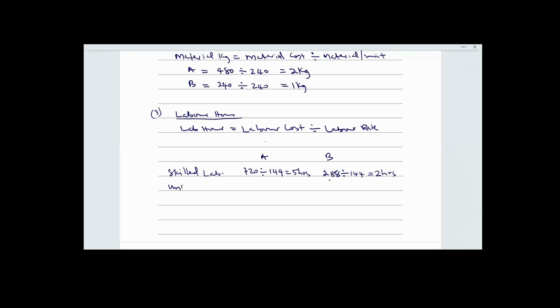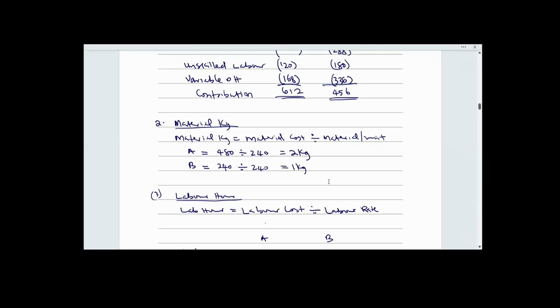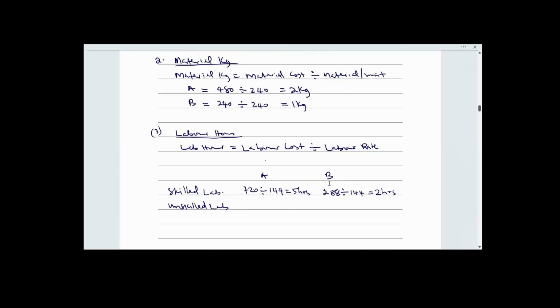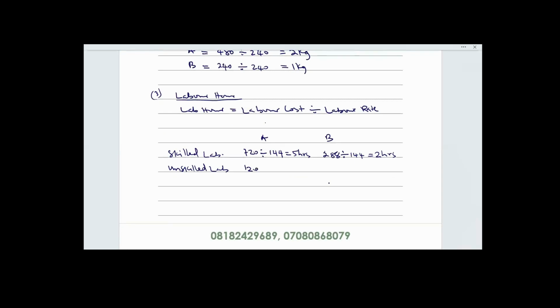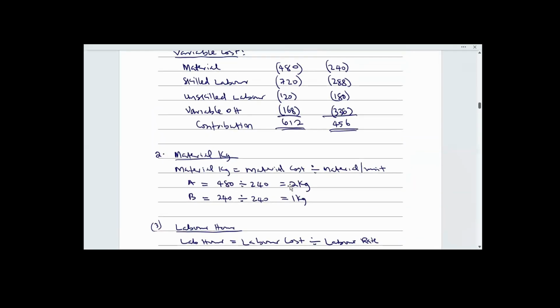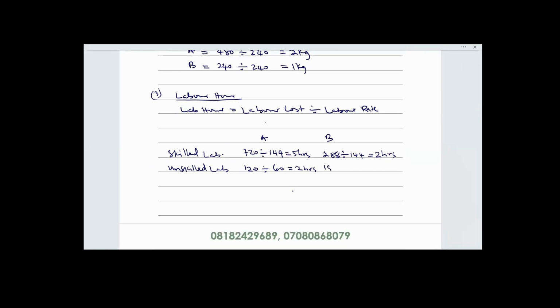Then for unskilled labor, labor cost is 120 naira divided by the labor rate, 60 naira, equal to 2 hours. Then for product B, 180 divided by 60 equals 3 hours. Okay, so that's that.